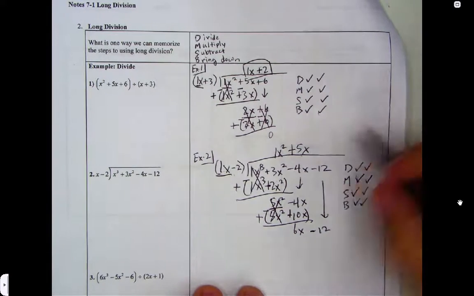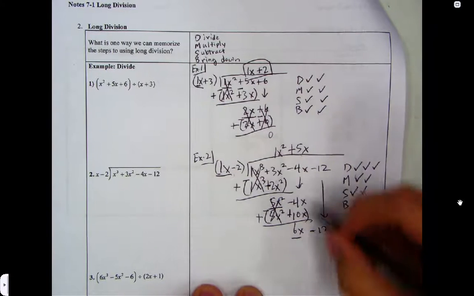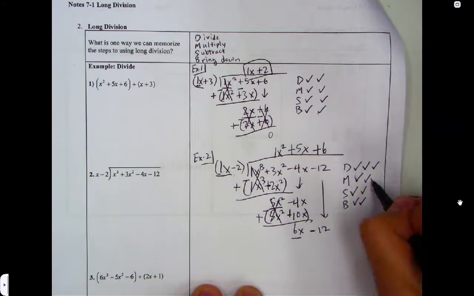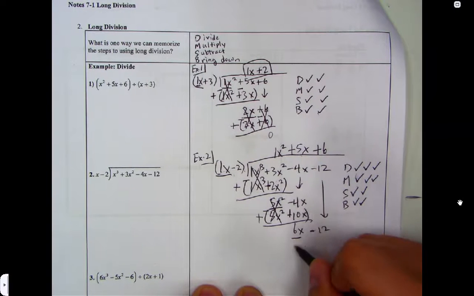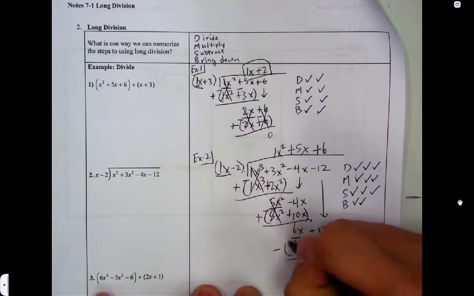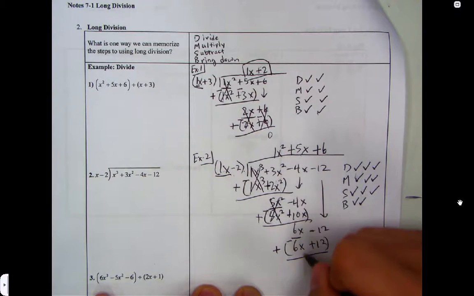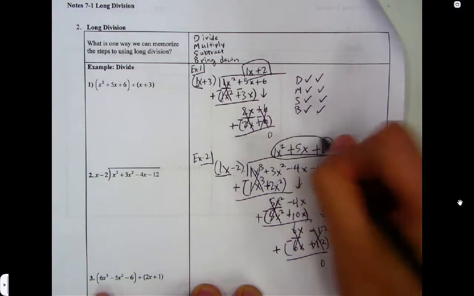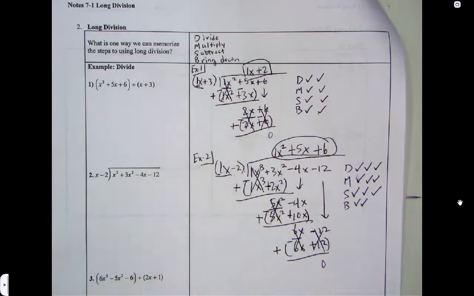And then I'm going to start over. I'm going to take the 1x and divide with the 6x. 1 goes into 6 six times. And then I'm going to multiply 6 times 1x minus 2. I'm going to subtract. And my remainder is 0, so that's my answer: x squared plus 5x plus 6.